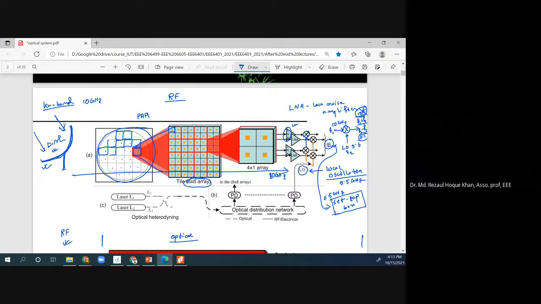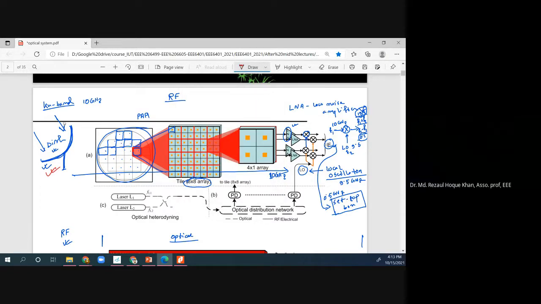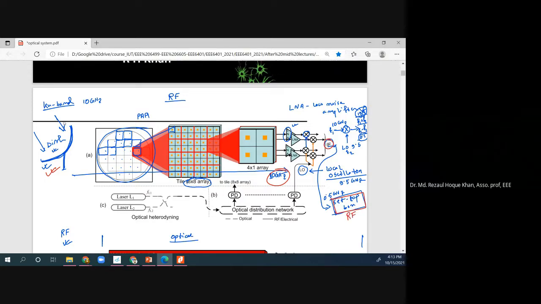All these things happen here. You see, everything is still in the RF, right? Here, let me highlight. Is it RF? Yes, it's RF. The IF signal is still in RF. In the set top box, this is still in RF. It's all about RF signal. Got it, guys? This is a typical RF system.